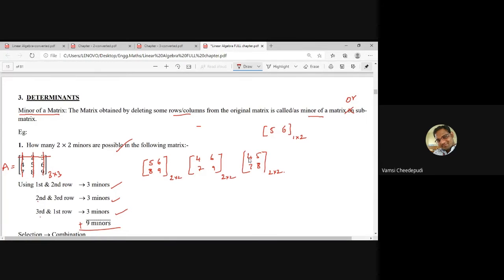Am I clear, students? Yes, here I am simply doing the selection. First row with first column, first row with second column, first row with the third column.